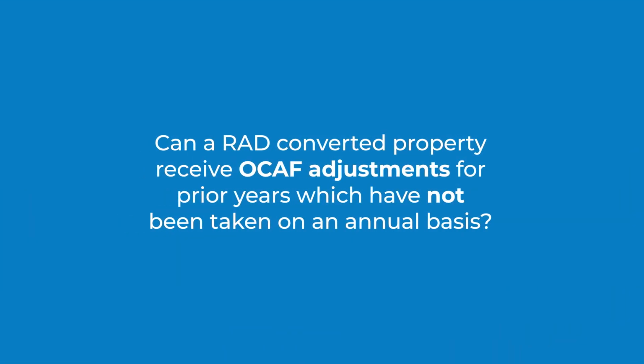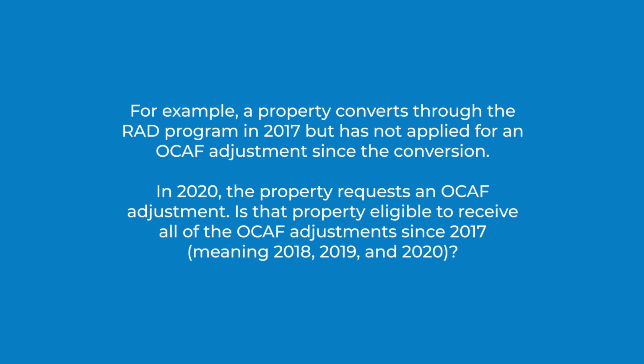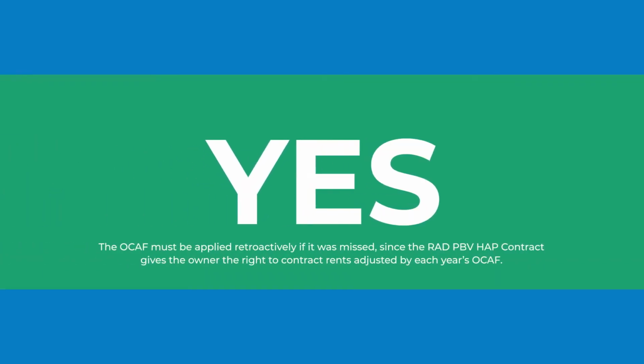5. Can a RAD-converted property receive OCAF adjustments for prior years which have not been taken on an annual basis? For example, a property converts through the RAD program in 2017 but has not applied for an OCAF adjustment since the conversion. In 2020, the property requests an OCAF adjustment. Is that property eligible to receive all of the OCAF adjustments since 2017, meaning 2018, 2019, and 2020? The answer is yes, and the OCAF must be applied retroactively if it was missed, since the RAD PBV HAP contract gives the owner the right to contract rents adjusted by each year's OCAF.